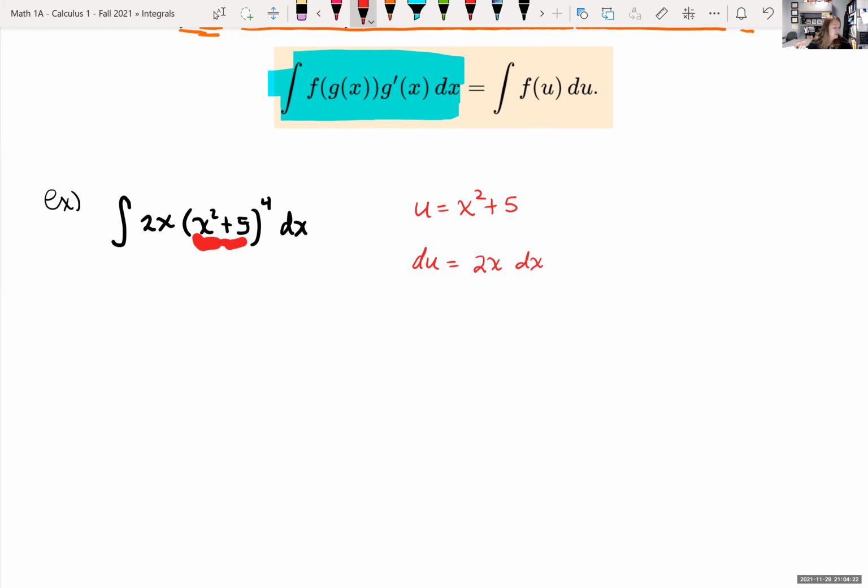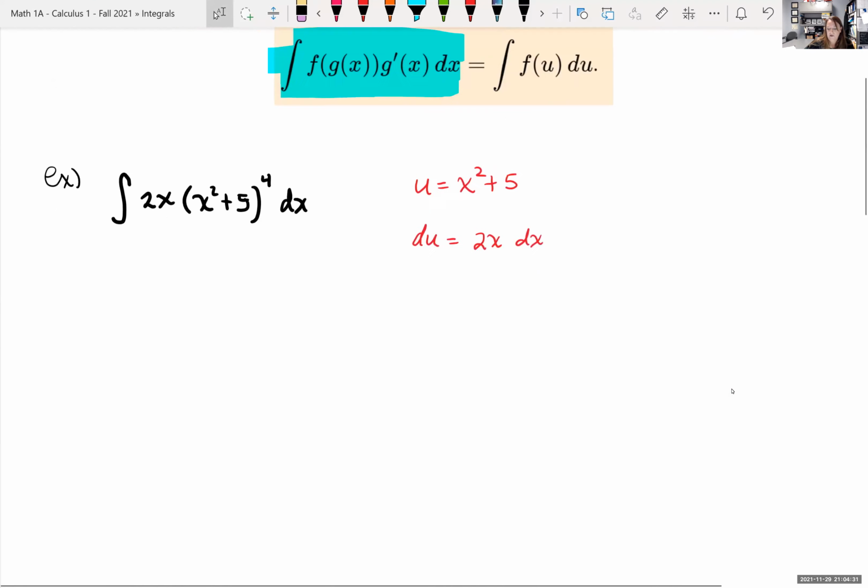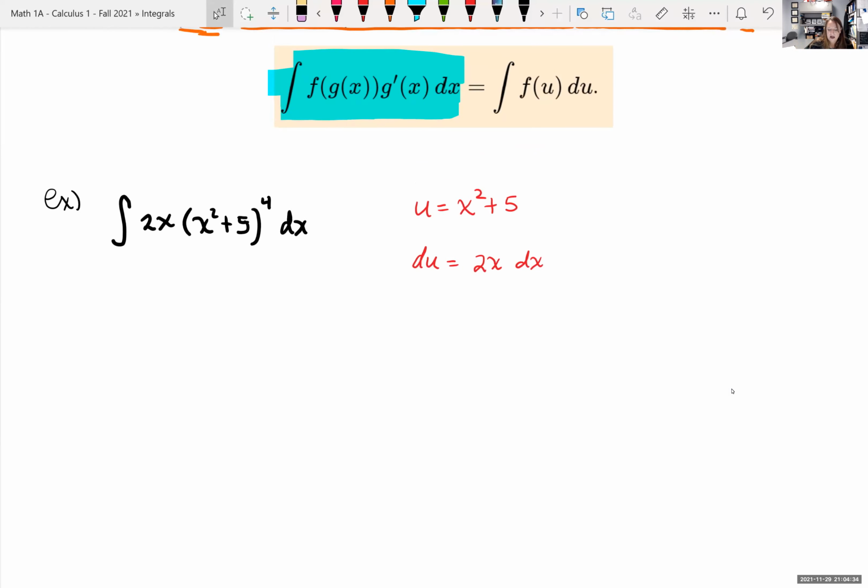So this is similar to what we were doing in chapter 4, with differentials. And that's where this is important. We want to rewrite our integrand to be just a function of u. Notice that we let u be this piece right here, this x squared plus 5. So if I start to rewrite this, I have the integral of 2x times parentheses of u to the 4th power dx. But I want this to be du.